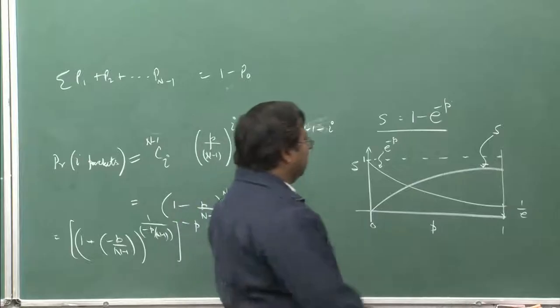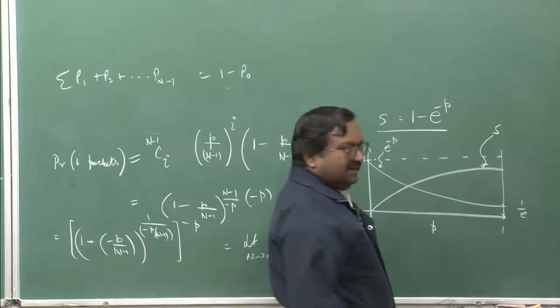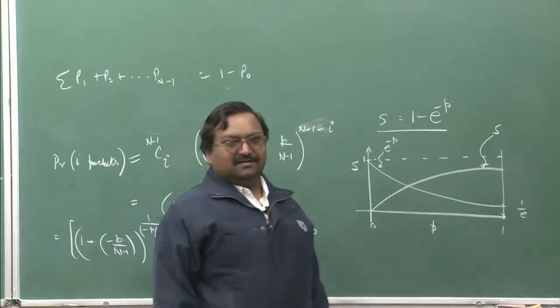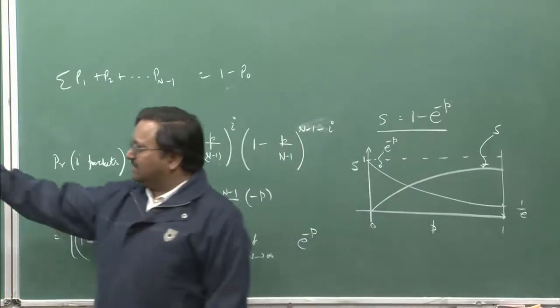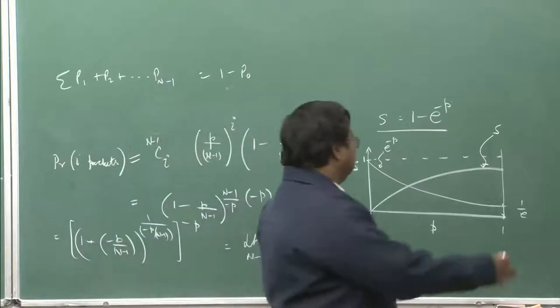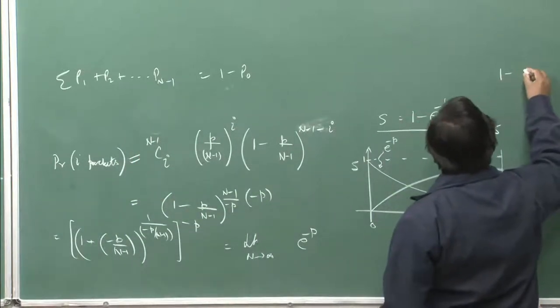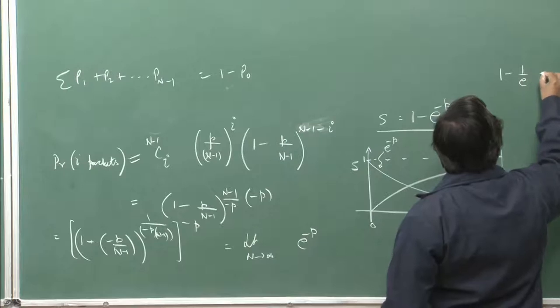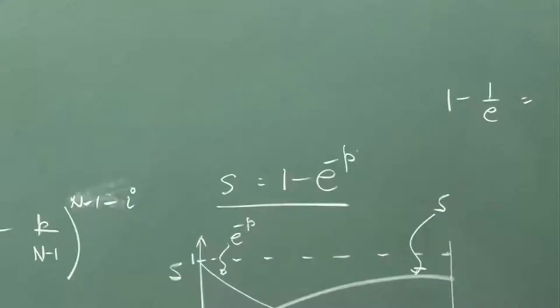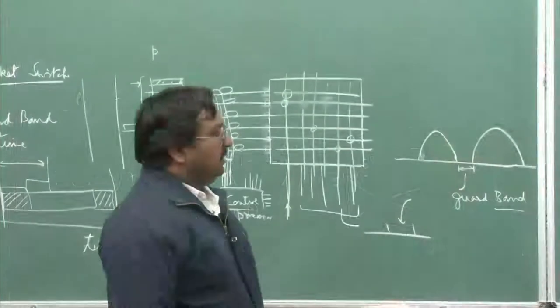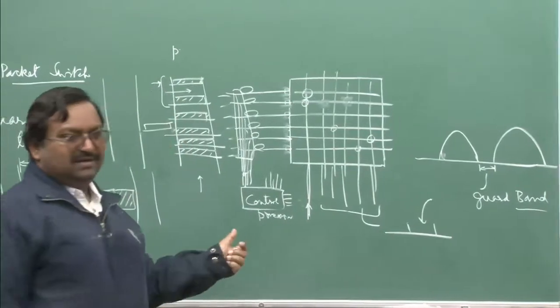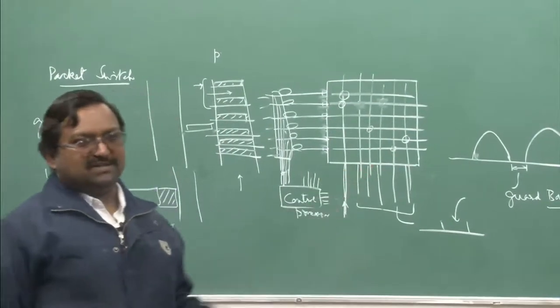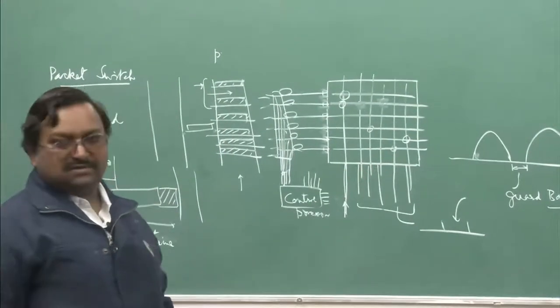So, initially throughput will increase as probability increases, but then when p goes to 1, it means full loading condition at the input. Put that value, it is 1 minus 1 by e, which is going to be, I think, 0.632. Okay, so this is what you will get as the maximum. So far, this policy is fine, but I need to improve because there is a maximum throughput limit and I will also have a loss.